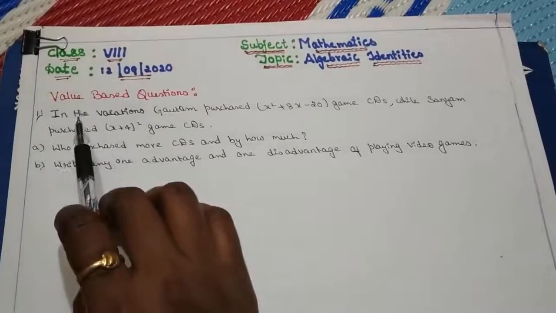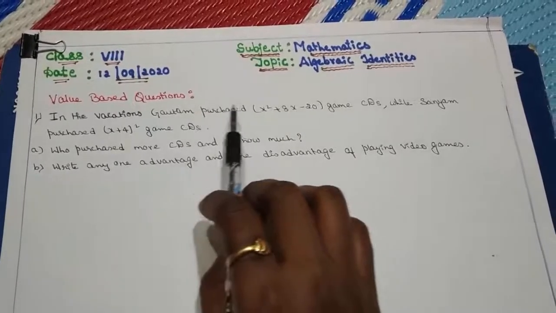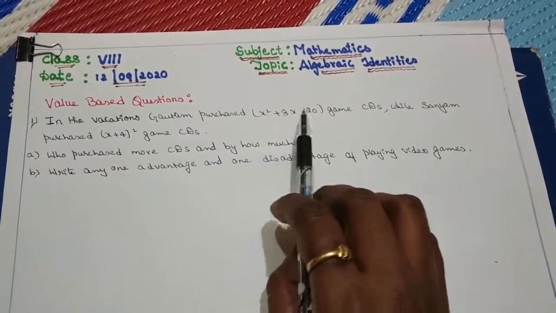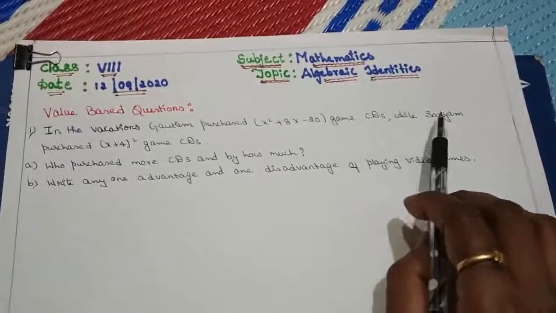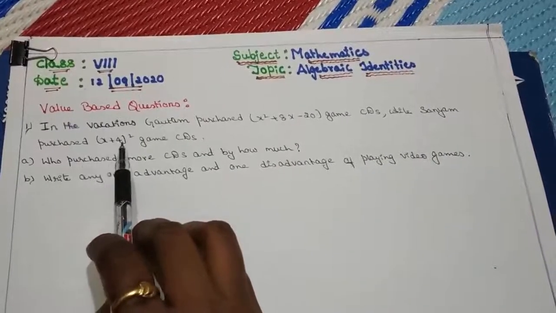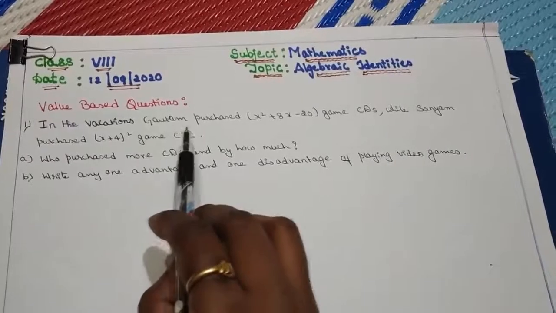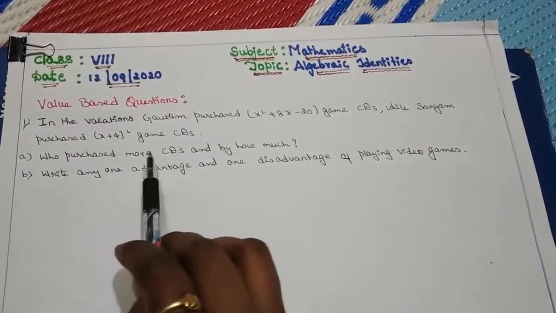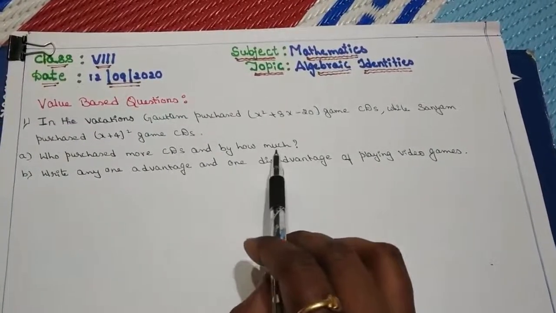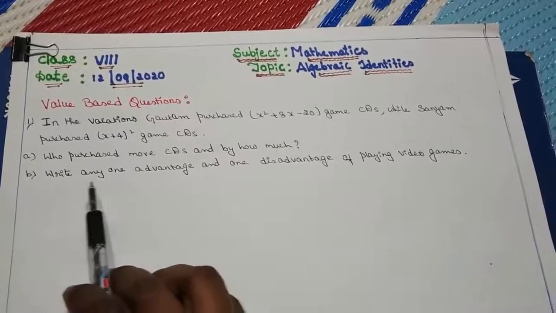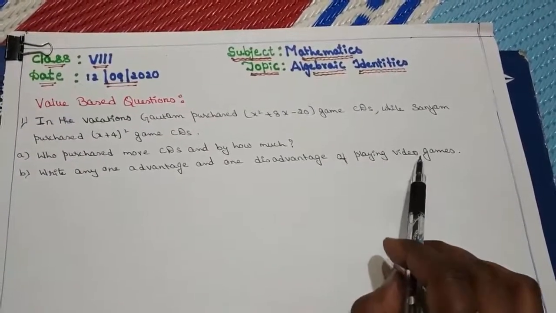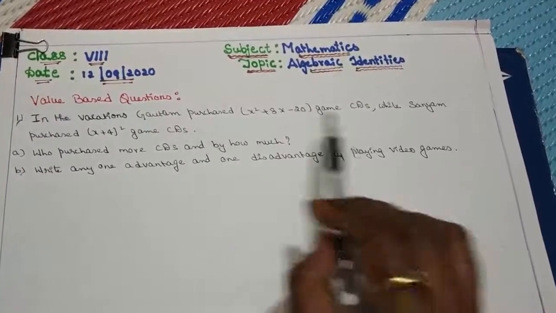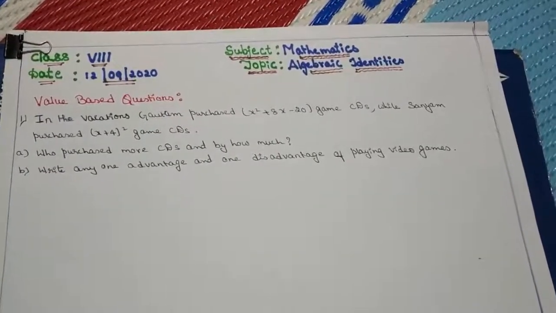So first question. In the vacations, Gautam purchased x square plus 8x minus 20 game CDs, while Sanyam purchased (x plus 4) whole square game CDs. Who purchased more CDs and by how much? Write any one advantage and one disadvantage of playing video games. This we'll discuss later. First we'll move to the sub-question 1.